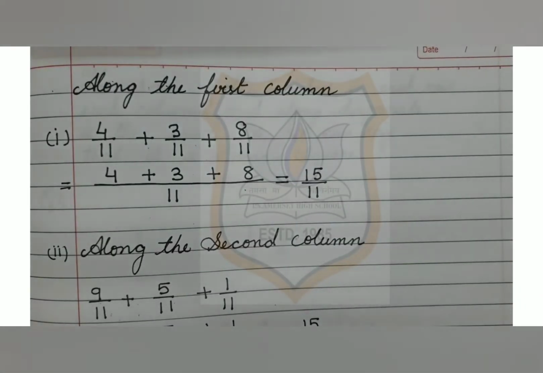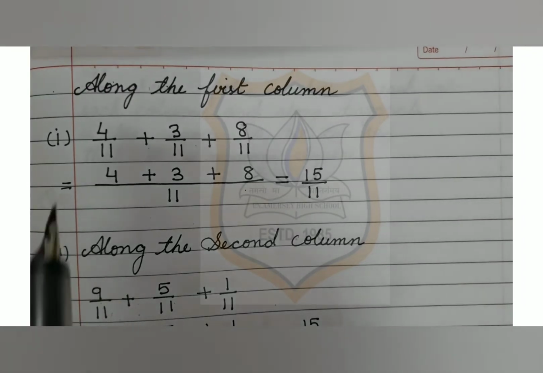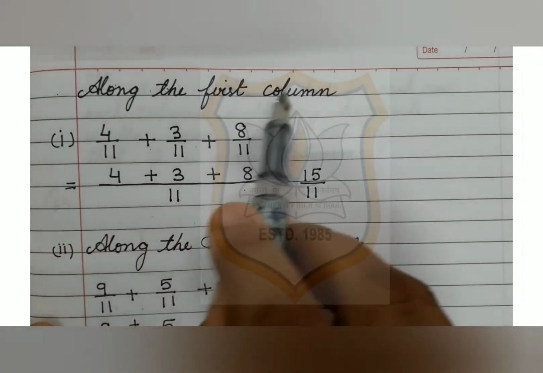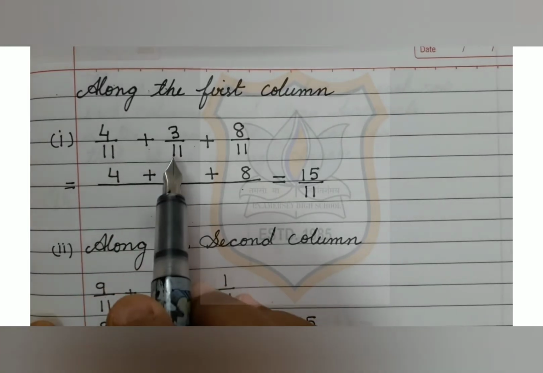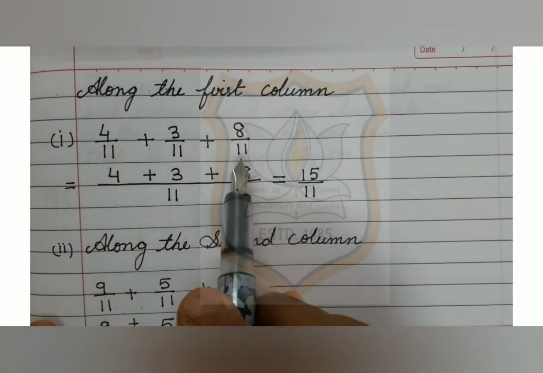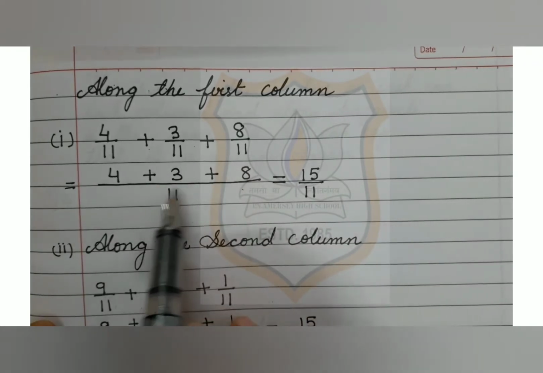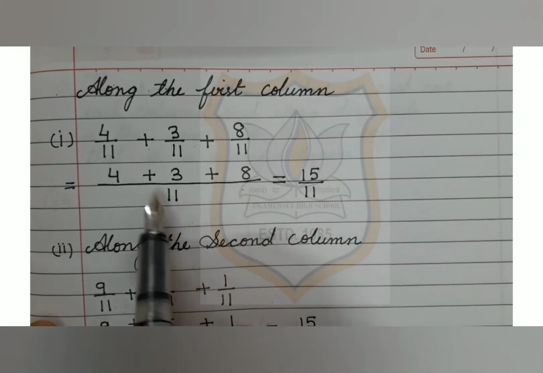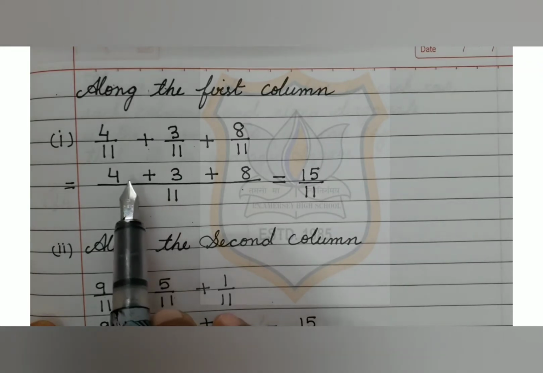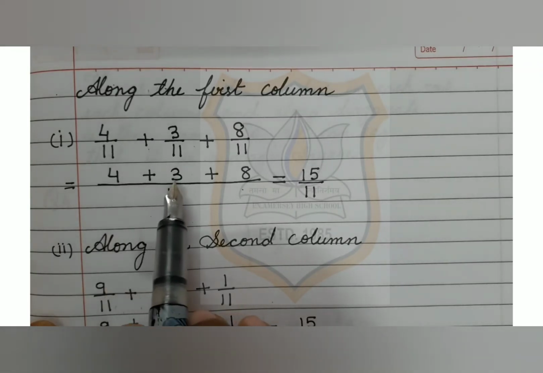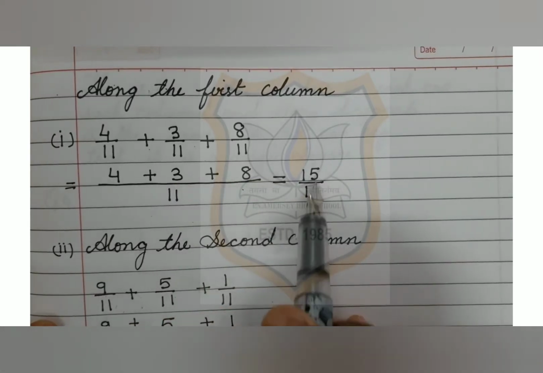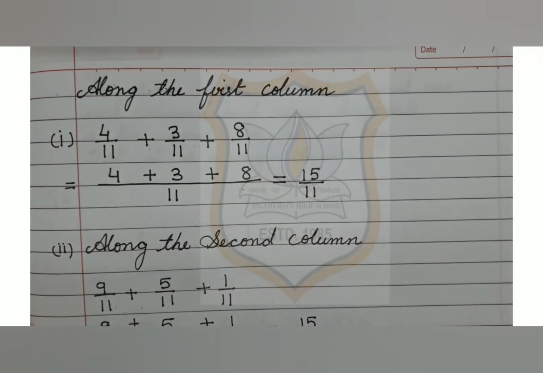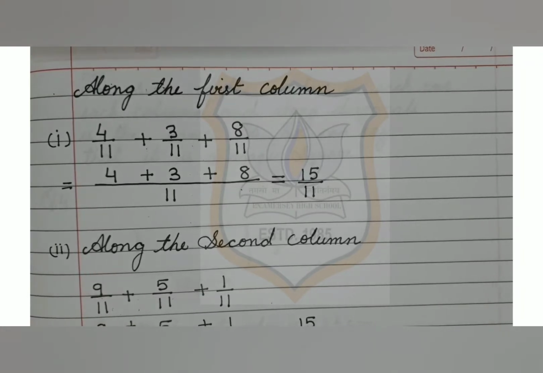Now we will add fractions column wise. So along the first column, that is 4 upon 11 plus 3 upon 11 plus 8 upon 11. Again 11 will be taken as common number below the fraction line, and above the fraction line, that is 4 plus 3 plus 8. 4 plus 3 plus 8 is equal to 15 upon 11. This answer is also 15 upon 11.